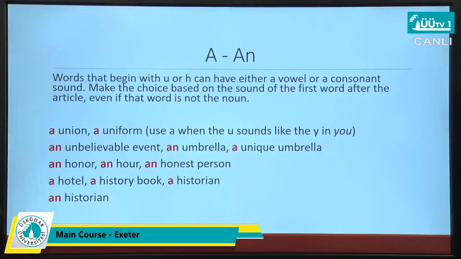So let's look at here. A union, or a uniform. Although that is U, which starts with a vowel letter, I told you that this a and an is based on the consonant sound. So we have to use a union, because union starts with a U sound, which is a consonant sound. But an unbelievable story, an umbrella. See, an uh sound. So we have to use an with it. So in the words with U, be careful.